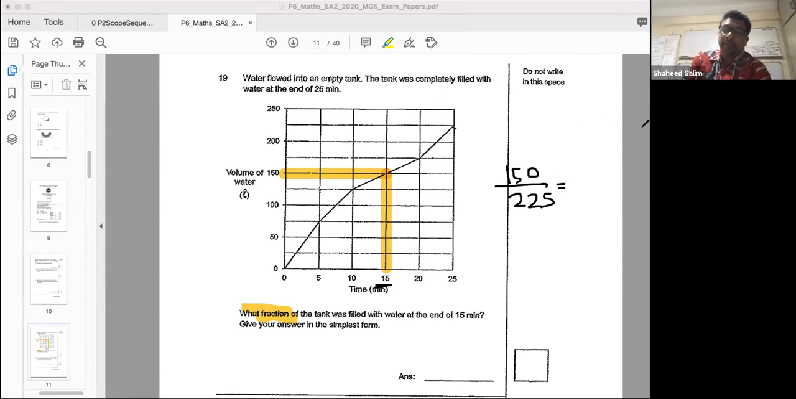Because they want a fraction, right? So now you must compare to the total fraction. Remember, this is the total amount of water, 225. So if you divide by 75, you will get 2/3. See how to get 2/3?